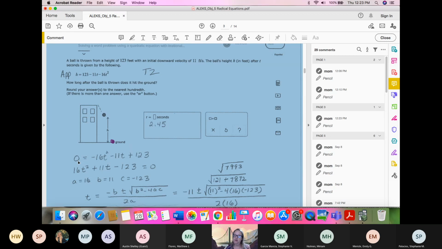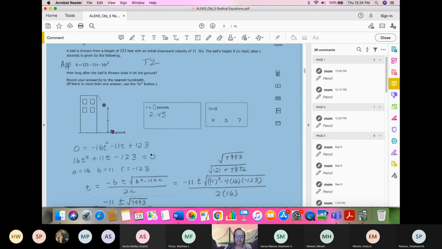And that's the reason for the 0 on this side. H is on this side all by itself. That's the reason for the 0 on this side. So you just put in 0 on this side equals, I wrote these numbers in descending power order. I wrote the squared term first, negative 16t squared to get started, minus 11t, that's the t term next, and then the constant, which is 123.